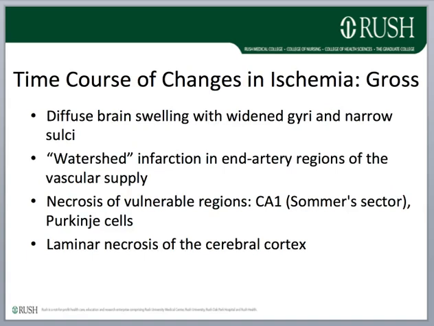After an ischemic event, the brain undergoes a sequential series of changes. Grossly, the initial stage is diffuse brain swelling with widened gyri and narrowed sulci. Watershed infarction in end artery regions of the vascular supply. Initially, there's necrosis of the most vulnerable regions, which we just talked about. And finally, you can see laminar necrosis of the cerebral cortex, also in these most vulnerable regions.